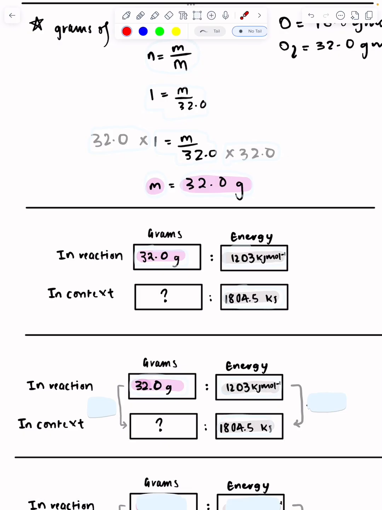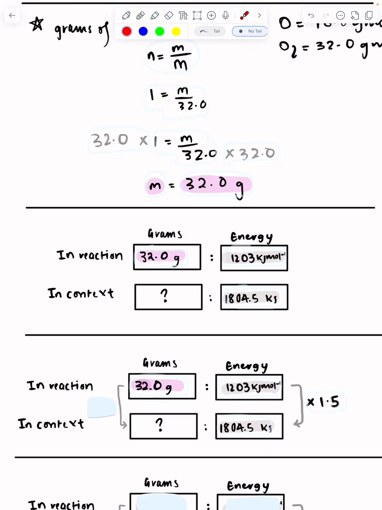I need to find how to get from the energy value in the reaction to the energy value in the context. So I'll divide one by the other: 1,804.5 divided by 1,203 gives me this number here. I'll double check in my calculator that if I times 1,203 by 1.5, I get this. It's always good to double check that.